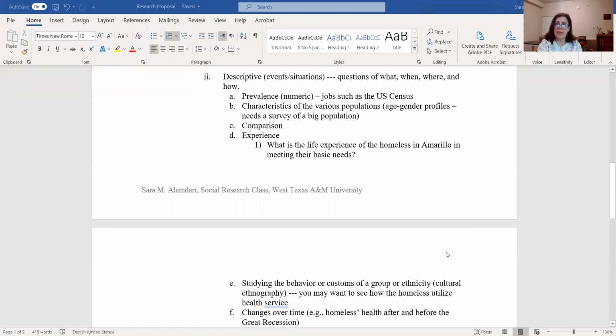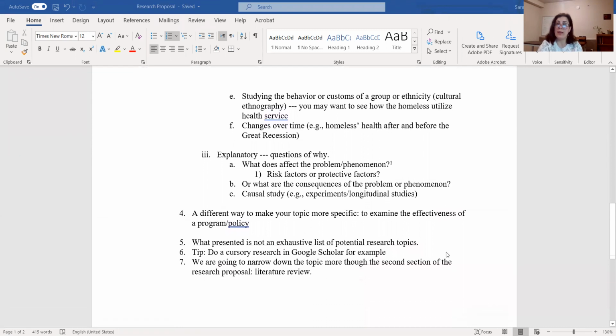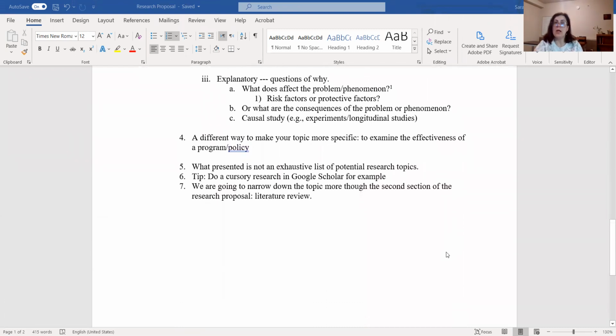Other than the descriptive approach to study, you may look at the study in an explanatory way. This kind of study is to address the questions of why. And again, this might be in many different ways. You may be interested to see what does affect the problem or phenomenon of the study. What does affect it? For example, what factors do affect the unemployment among the homeless?